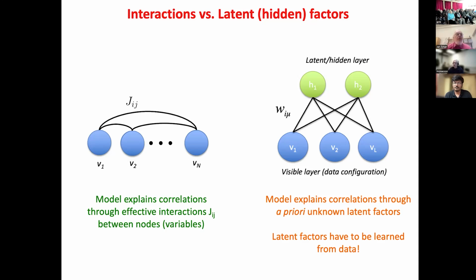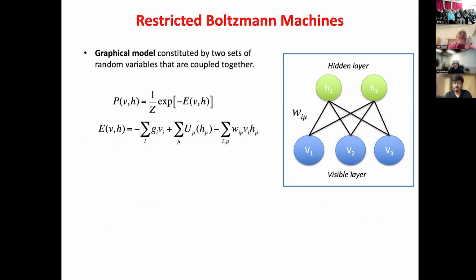But these latent factors, which explain the correlated changes from one configuration to another in the data, have to be found from the data, right? They are not given to us. We have data, so we know the configuration on this blue layer here. We don't know anything about the green one. So we have to understand that. So this has to be extracted from the data. So how does that work?